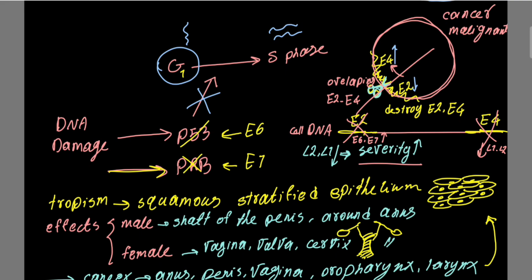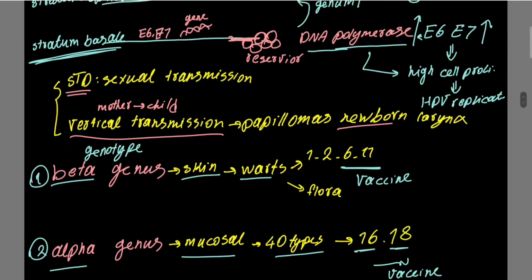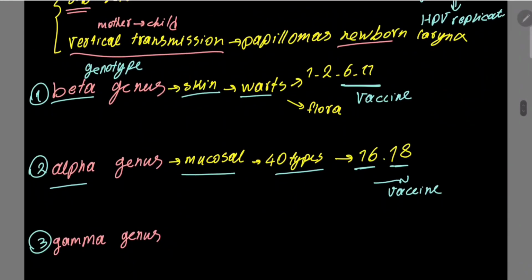And also the way of transmission of this virus is as an STD virus. HPV is an STD, as you know. It's with sexual transmission, and we have vertical transmission, meaning from the mother to the children, and urogenital disease in the mother can cause newborn larynx disease. So we have two kinds of groups in the genus of these papillomaviruses. One of them is alpha and the other is beta.